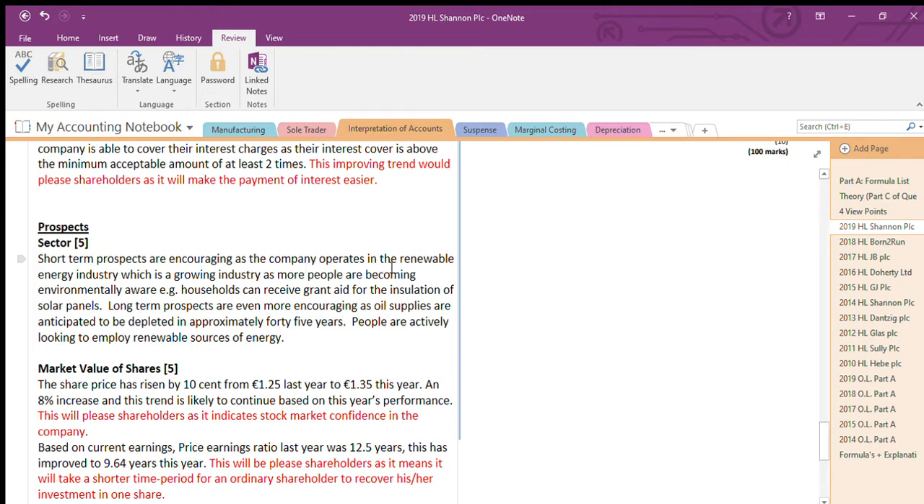It's encouraging. The renewable industry is a growing industry, becoming more environmentally aware. Households can receive grants for installation of solar panels. Long-term prospects are more encouraging as oil supplies are anticipated to be depleted in approximately 45 years. People are actively looking to employ renewable source energy. So, just stating the obvious, in the years to come the renewable energy industry is probably just going to grow more and more. So I'm just trying to state that here under my sector.